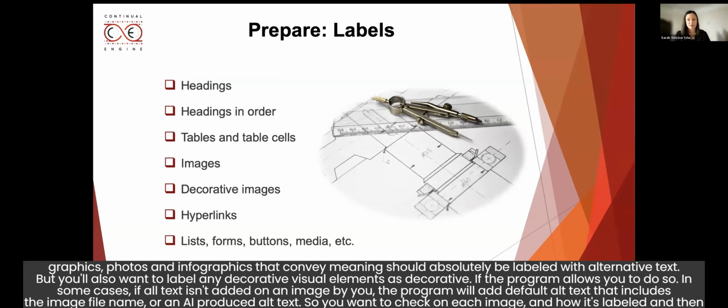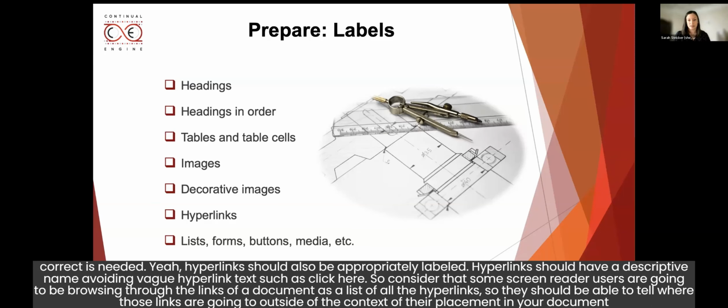In some cases, if alt text isn't added on an image by you, the program will add default alt text that includes the image file name or an AI-produced alt text. So you want to check on each image and how it's labeled and then correct as needed.